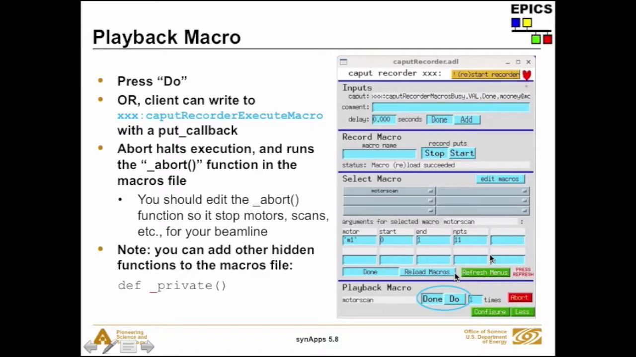So to play back a macro, you just press do after you've already selected, right? Or a client can write to that field and also press do. While you're executing a macro, you can abort it. And what happens in that case is, first of all, Python just interrupts the execution of that thing. But if it's done any put callbacks to write to motors, for example, or to start scans, there isn't any way automatically to know that those things have to stop.